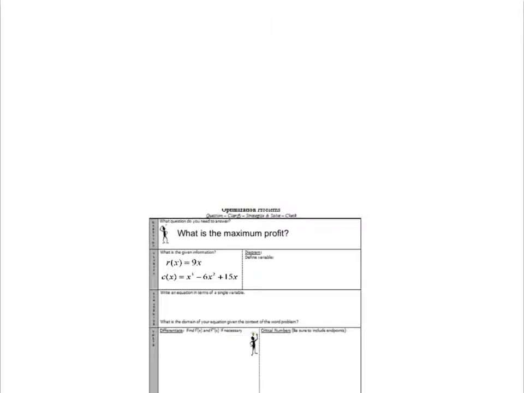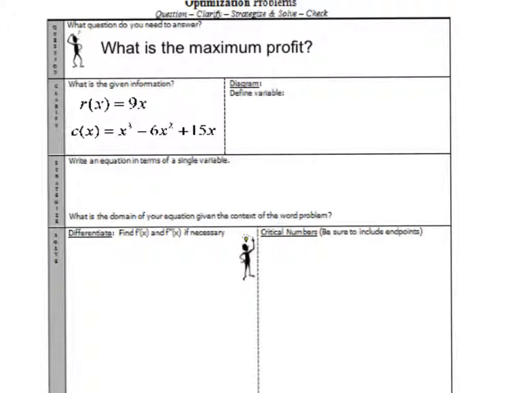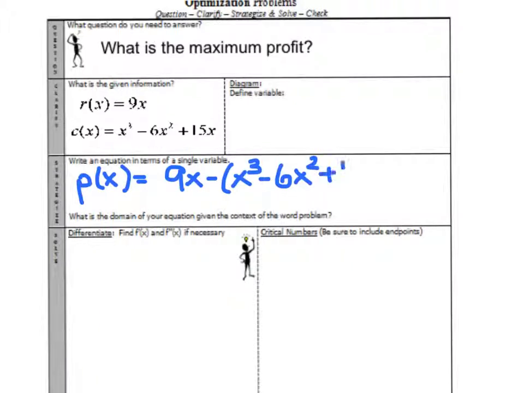So here we have our graphic organizer, and the question we want to know is, what is maximum profit? So we want to write an equation for profit in one variable and then take the derivative. We know the revenue is 9x and the cost of x is this cubic. So then profit is going to be the difference between revenue and cost. So profit will be 9x and then subtracting cost, x cubed minus 6x squared plus 15x.